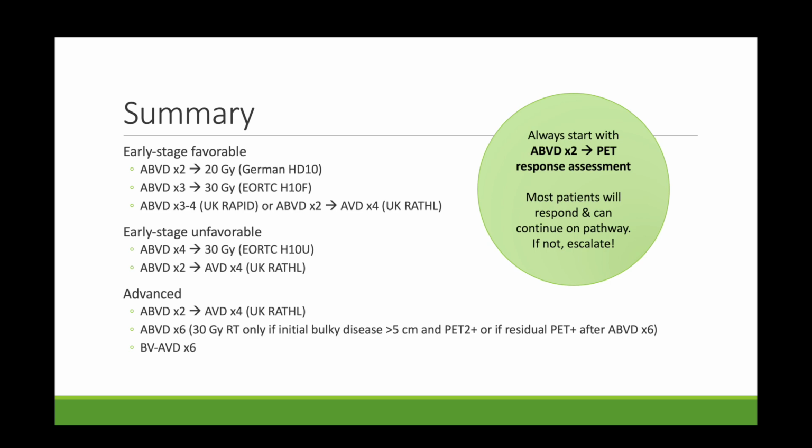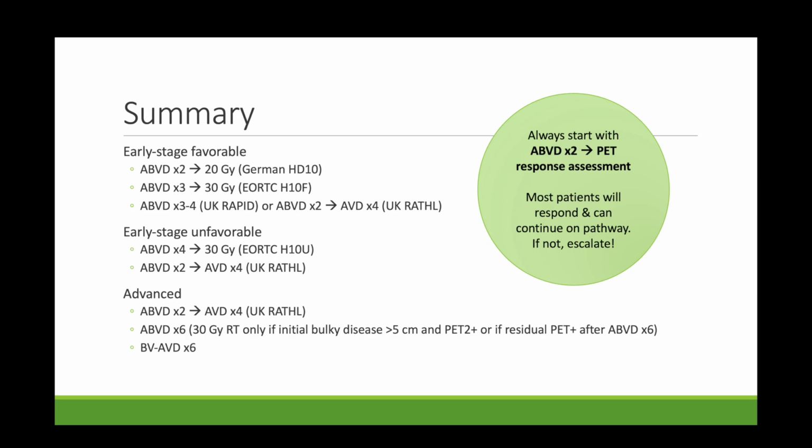If they do not respond, then we need to escalate. And BEACOPP is a regimen that's often used in Europe, but we know that it has very significant toxicity. Here in the US, I think it's more standard to just give more cycles of ABVD or try BV-AVD, but kind of escalating the chemotherapy, giving them additional chemotherapy.